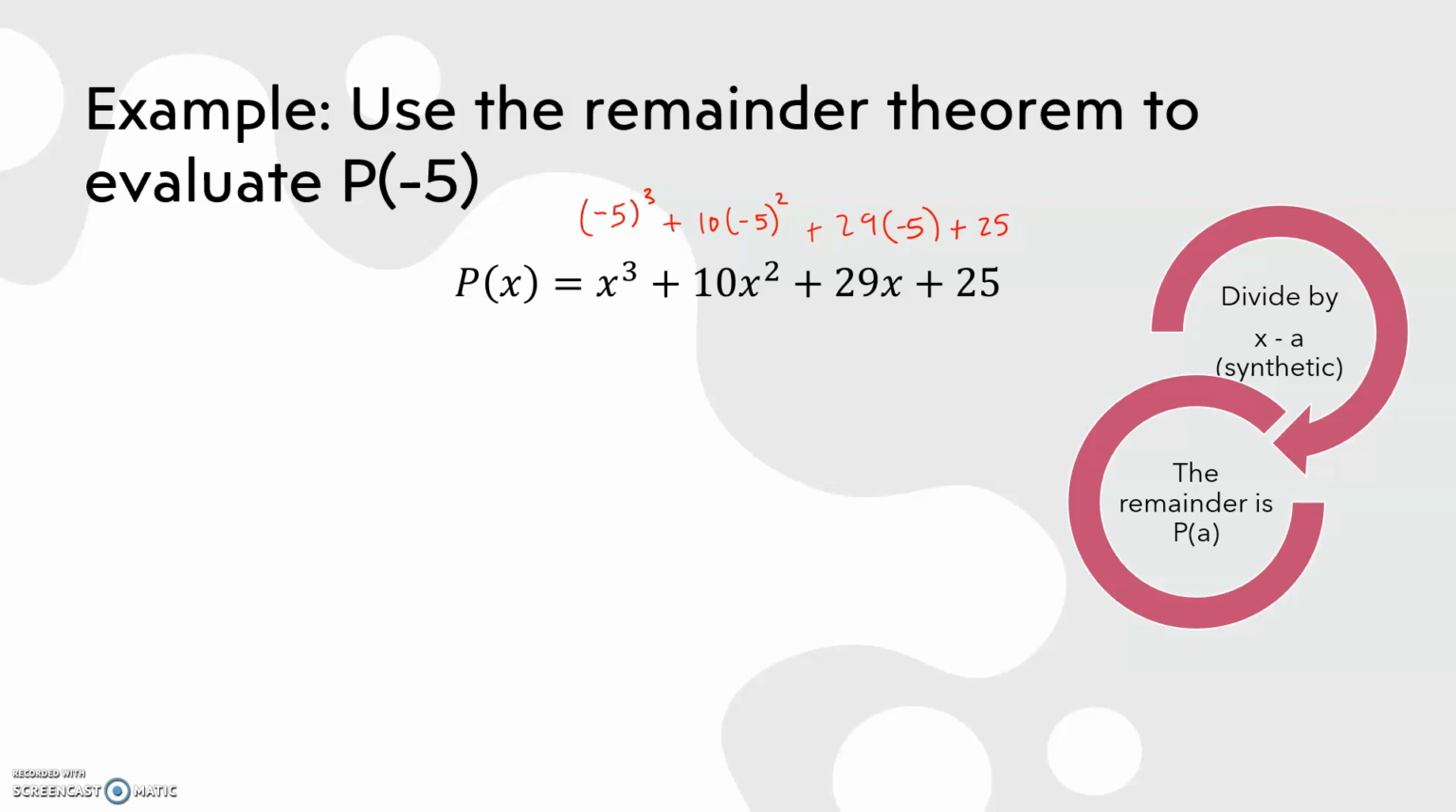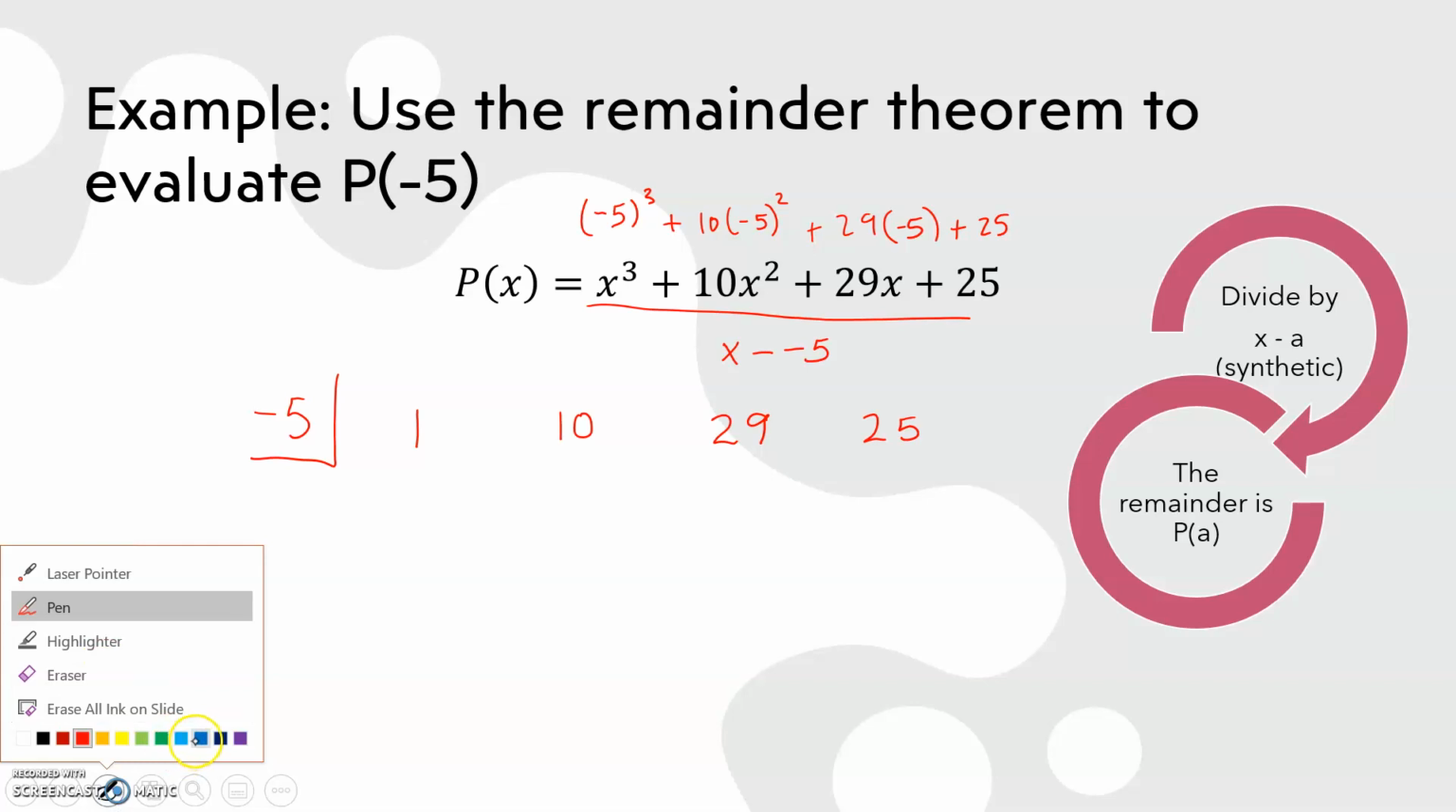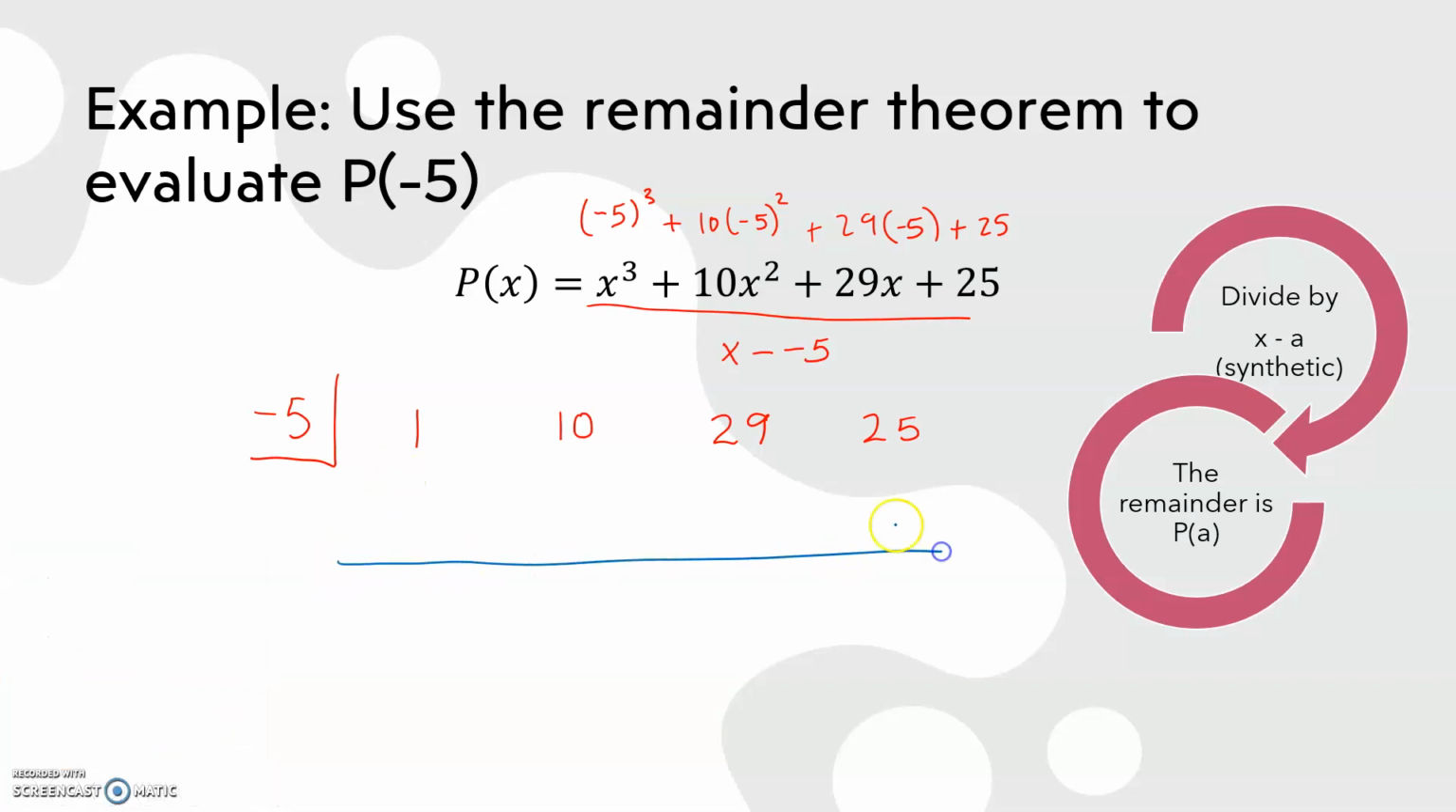What we're going to do instead is divide this by x minus -5, or x plus 5. So we're going to do synthetic division now. The coefficients would be 1, 10, 29, 25, and we're going to put a -5 here. Because this is x plus 5, we use the opposite sign. Now we bring down the 1.